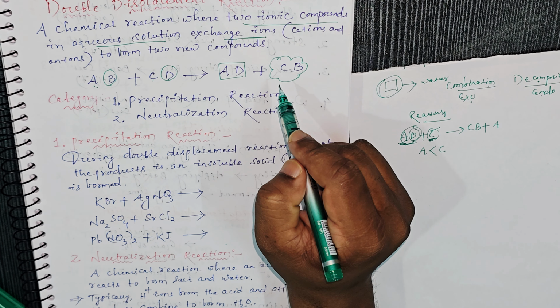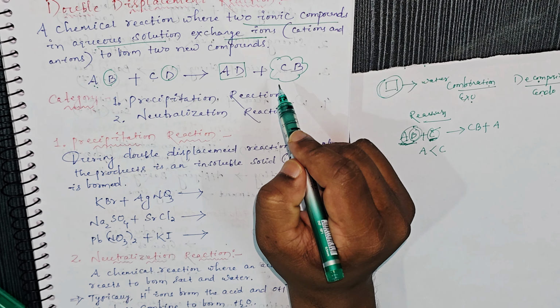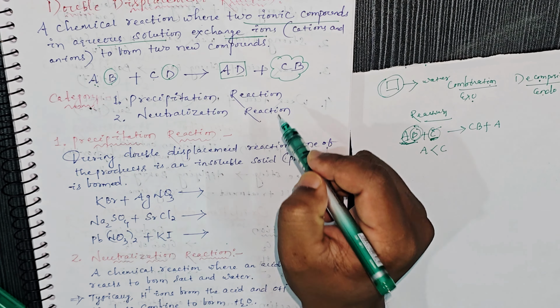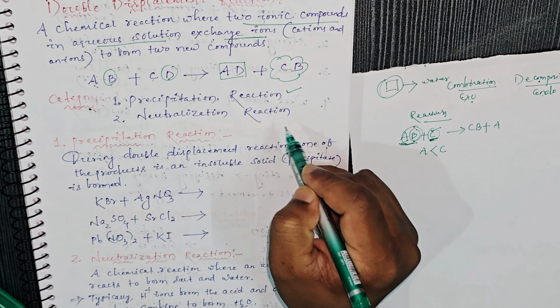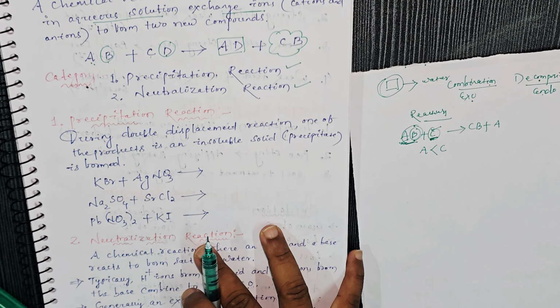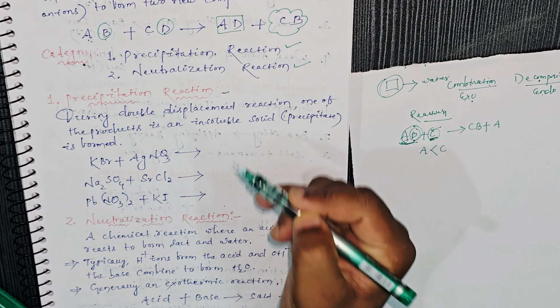And for this particular reaction there is no need to obey the reactivity series, since both metals have the chances to exchange each other's ions. It is categorized basically into two types. That means two types of double displacement reactions are there. One is your precipitation reaction, another one is neutralization reaction. So without wasting any time, let's go to precipitation reaction.